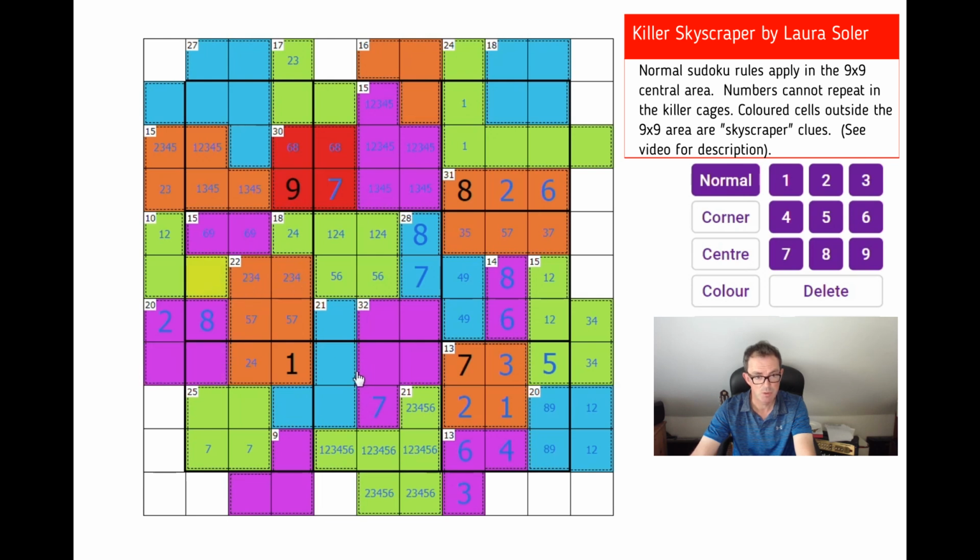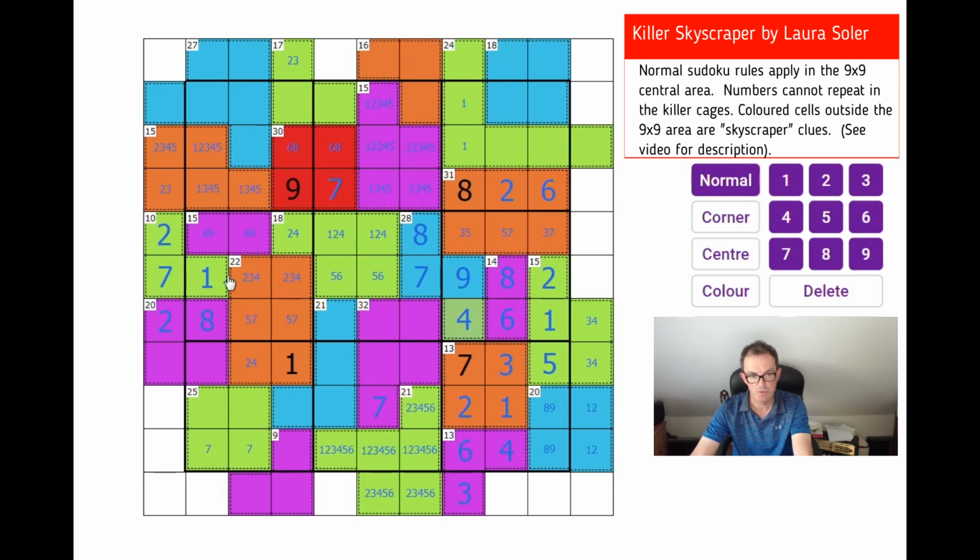We need a 1 in this block, don't we? And that means this is a 2. Whoa, and that's a 7? Really? Well, actually it could be. Yeah, it really could be. This 1 means this is a 2 and this is a 1. Where do we put a 9 in this row? Well, that's going to have to be there, in position 7.